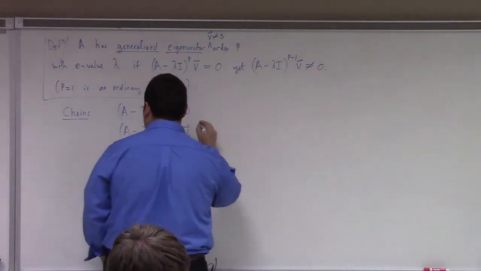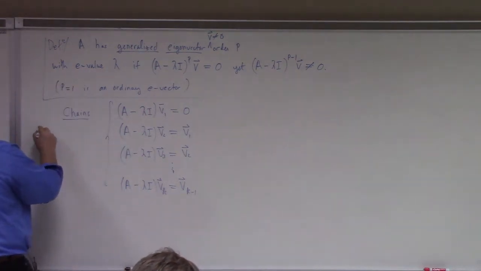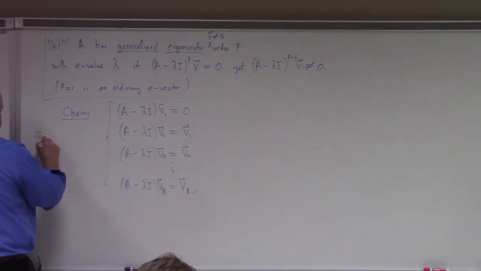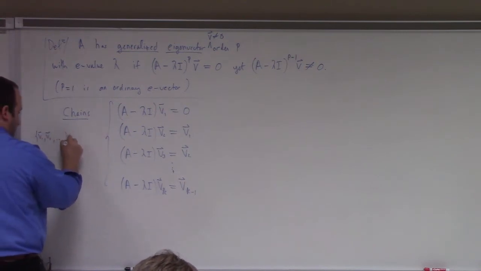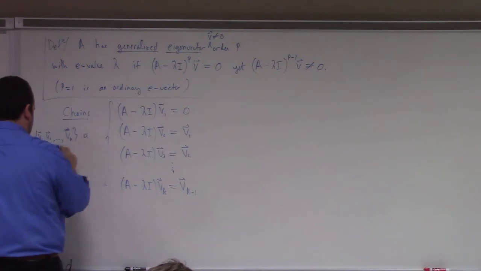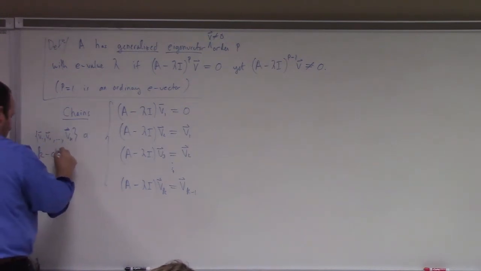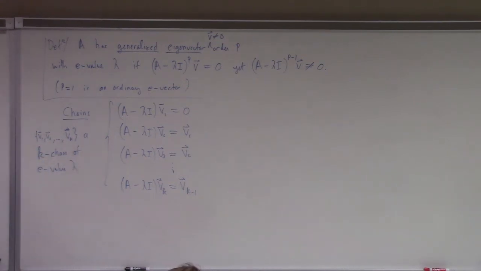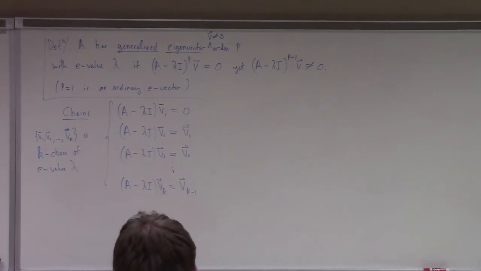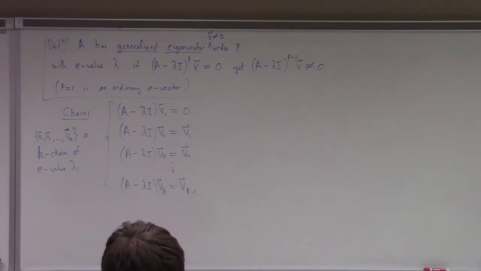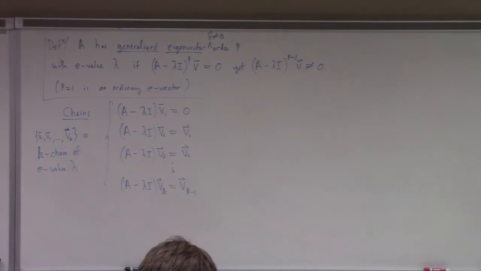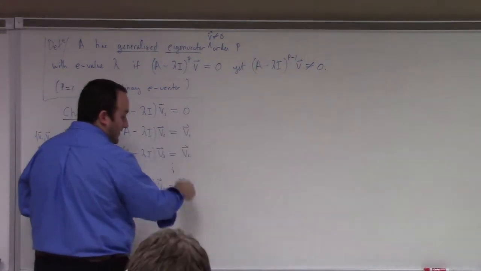This altogether makes v1, v2, dot, dot, dot, vk a so-called k-chain of eigenvalue lambda. You say, well, that's lovely, why do you care? Well, if you have v1 through vk which satisfy this chain condition, it makes them linearly independent, provided they're non-zero. All right, it forces linear independence on the chain. And more to the point here, I'm supposing that these are all non-zero, okay?